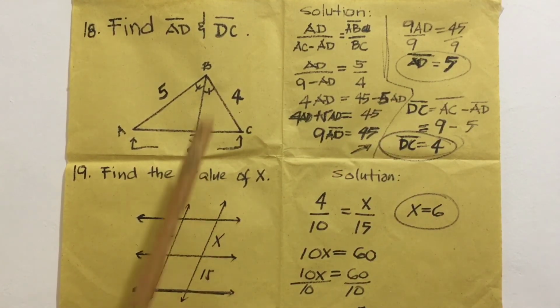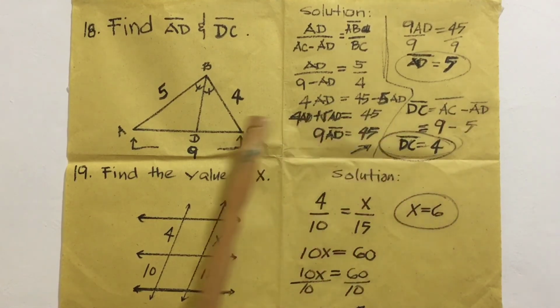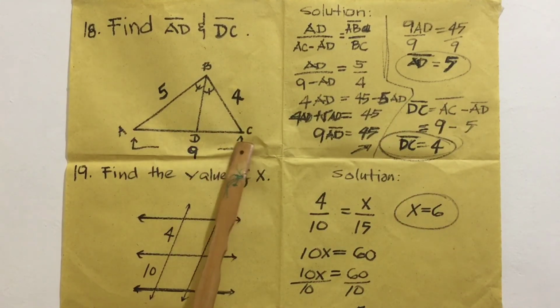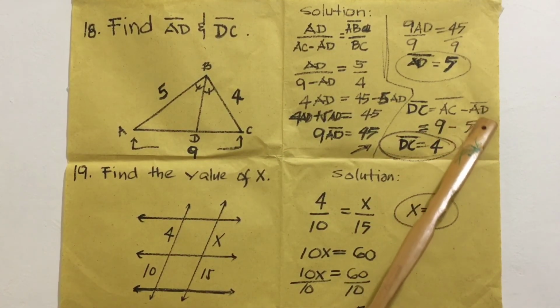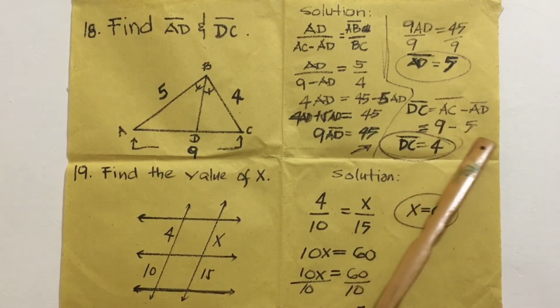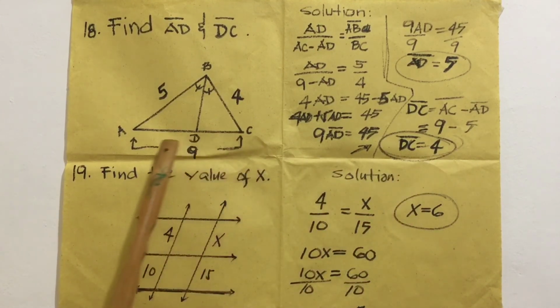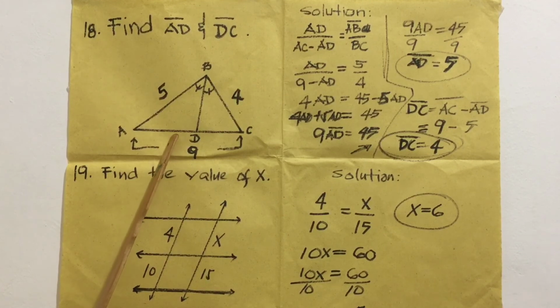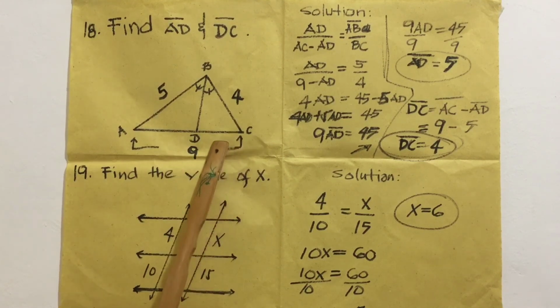And how to find the DC? So DC equals segment AC minus segment AD. So our AC is 9, the given, and minus AD, which is 5. So 9 minus 5 equals 4, the segment DC is equal to 4. So this is the measurement of the segment AD, 5, and the segment DC now is 4.